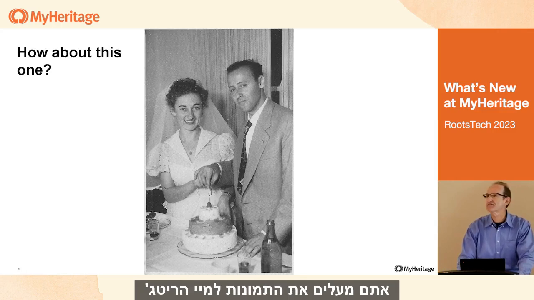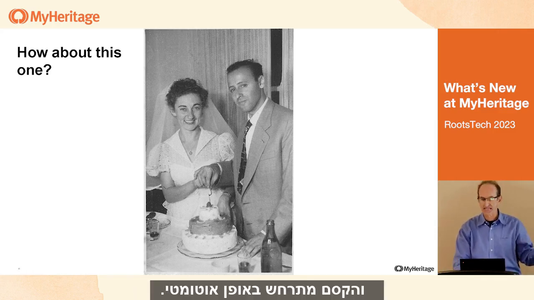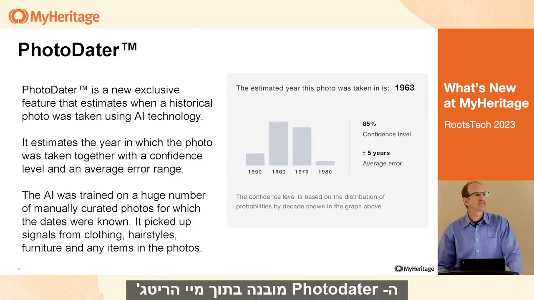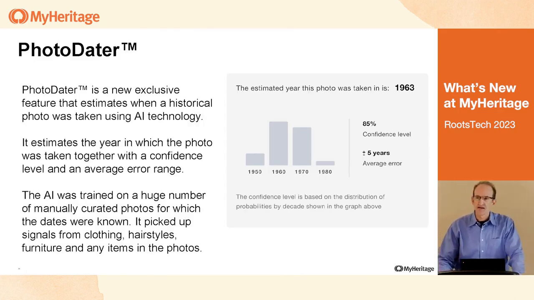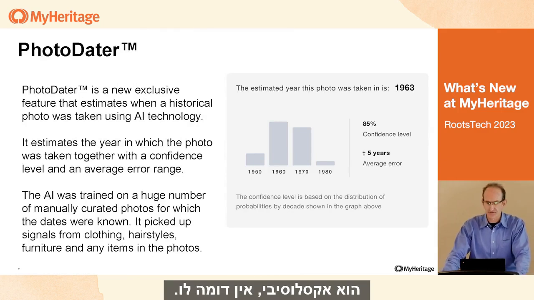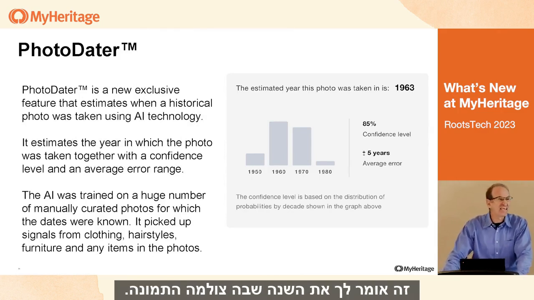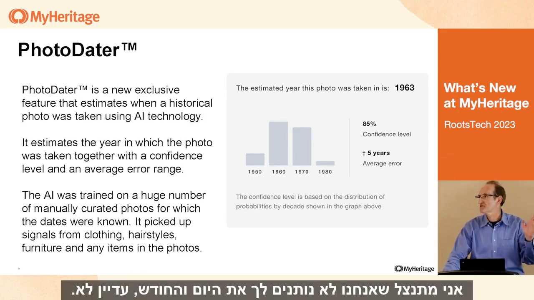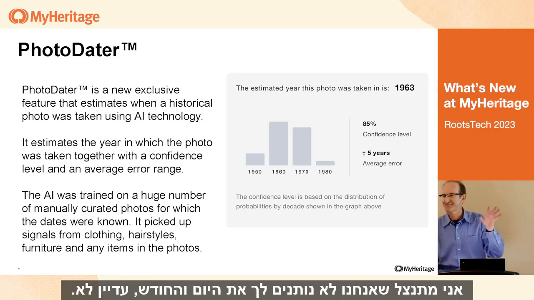So you just upload photos on to MyHeritage, and the magic happens automatically. Photodater is built into MyHeritage. It's exclusive. There's nothing like it. It tells you the year in which the photo was taken. I apologize that we're not giving you the day and the month.